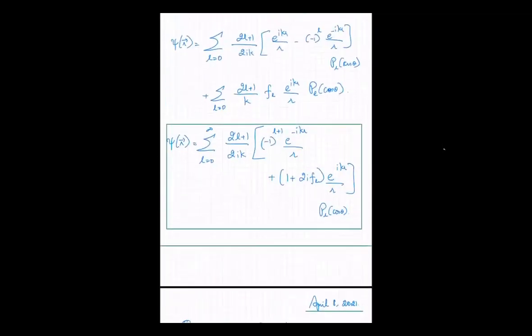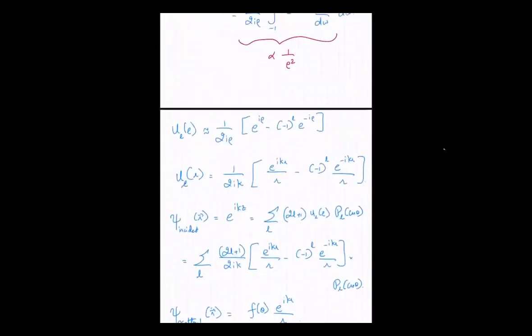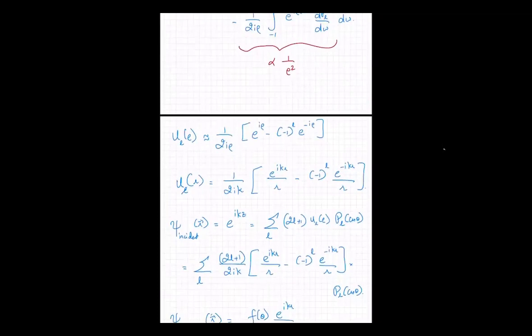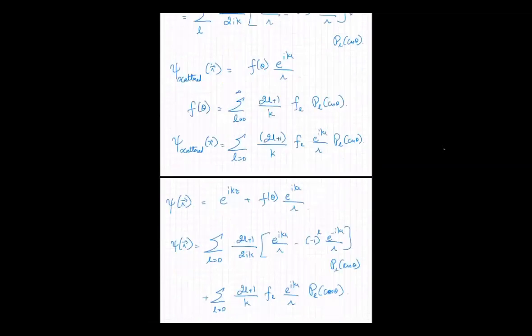Give me just a second. So there it is, right? So this is exactly what I'm talking about. So e to the I k r over r, k times r is rho. So this is of the form e to the I rho over rho minus 1 to the L e to the minus I rho over rho.